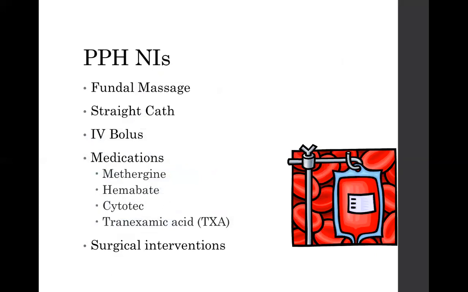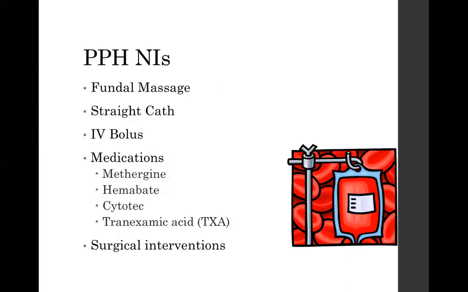So if we have a mom with PIH or preeclampsia, or who has just had an elevated blood pressure through her labor, we are not going to give Methergin. It's a contraindication. Hemabate is contraindicated for anybody with a history of asthma. Hemabate is also given via sub-Q. It's an injection as well, typically sub-Q.